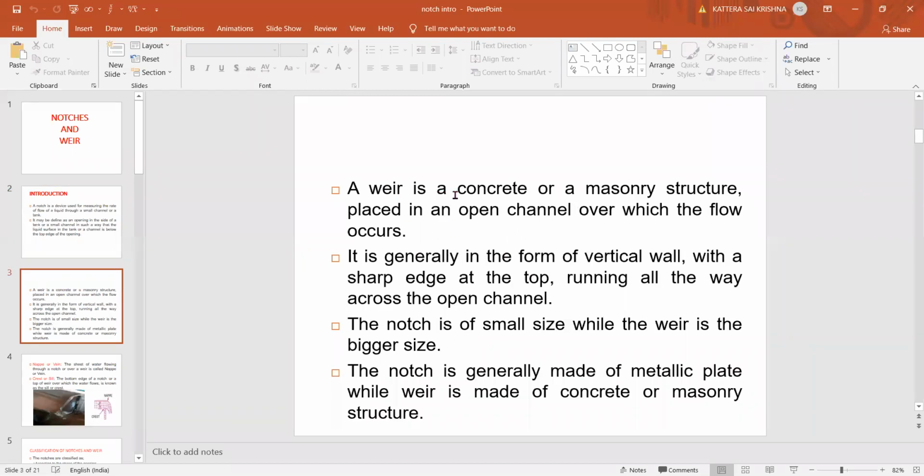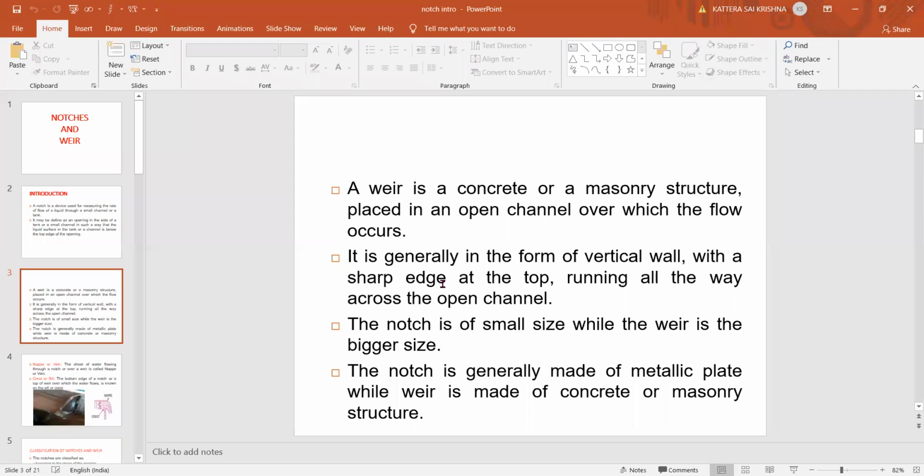Next, what is a weir? Almost the concept is the same in the case of a notch and a weir, but the difference is that a notch is created using a metal plate, while a weir is created from concrete material. A weir is a concrete or masonry structure placed in an open channel over which the flow occurs.